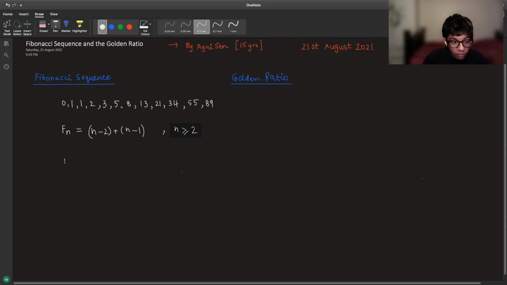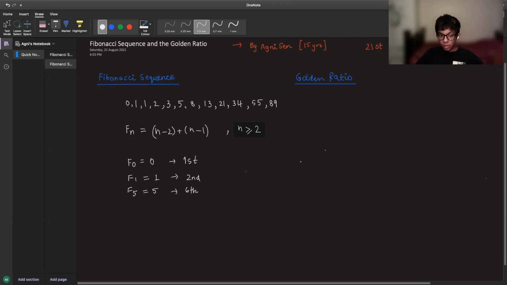So, F of 0 will equal 0. But this is actually the first term. F of 1 will equal 1. But this is actually the second term. And F of 5 will equal 5. But this is actually the sixth term. Now that we have that clear, let's look at an example of this formula.